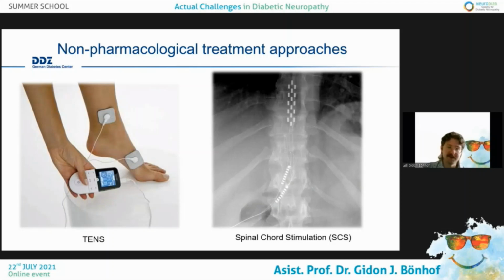This is, I'd say, a useful tool, and patients can benefit from it, but it should be limited to very severe cases that cannot be treated otherwise. So you need to have tried all other treatment approaches before you send the patient to a neurosurgeon to have a spinal cord stimulator implanted.